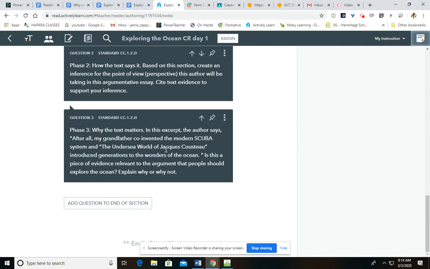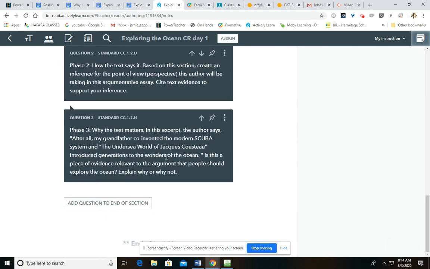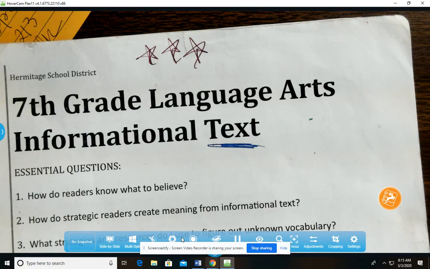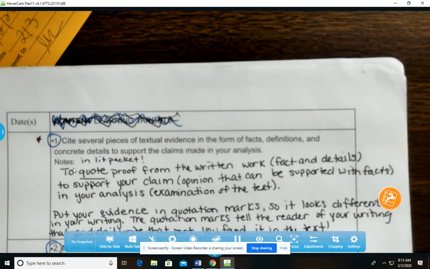and the undersea world of Jacques Cousteau introduced generations to the wonders of the ocean." As you read the text that third time, think about this particular quote in the context of the entire text above. Is this piece of evidence relevant to the argument that people should explore the ocean? Why or why not? This third phase does not require you to cite specific text evidence. However, the other two phases, phase 1 and phase 2, in fact, do.